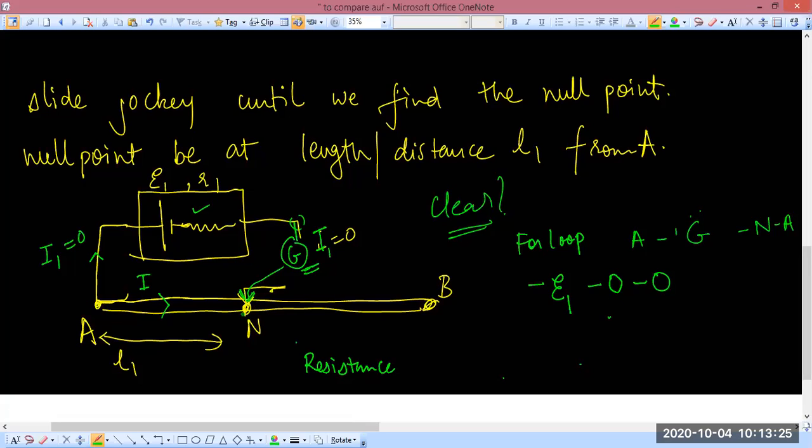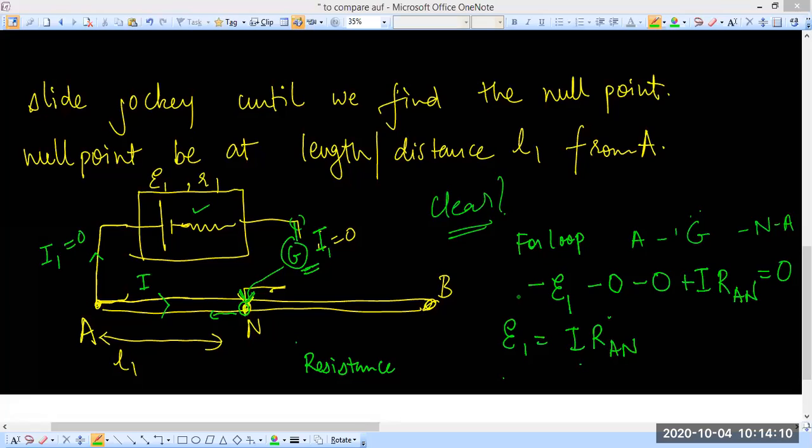Then you come to N. Now from N you are going to A. So you are going opposite to that, opposite to the current. Clear? Okay. So ultimately, however you do it, you get this equation. Clear? Okay, right, fine.